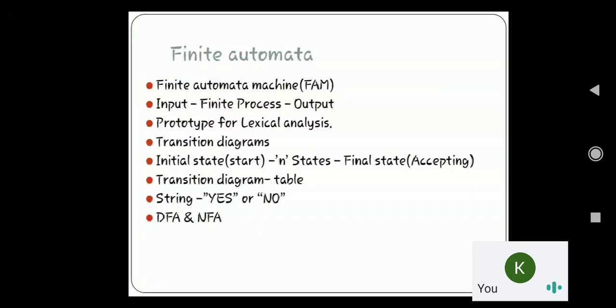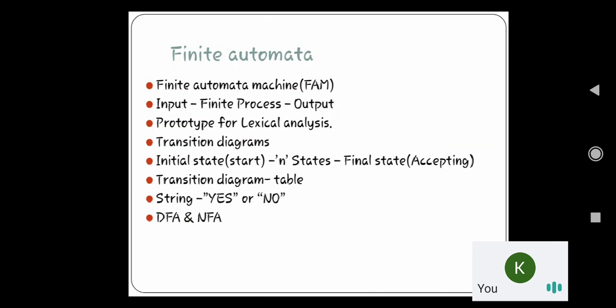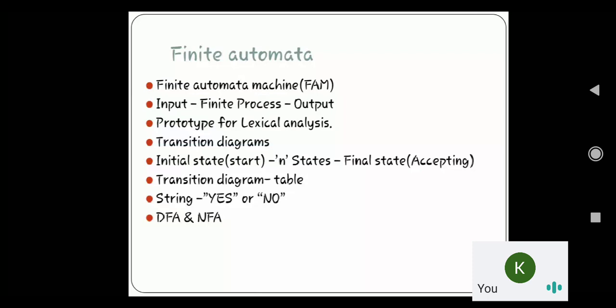This finite automata machine acts like a recognizer to recognize the input strings, and it gives the answer, which is either yes or no. If the input string is present, it produces the result as yes. If the input string is not present, it produces the result as no.